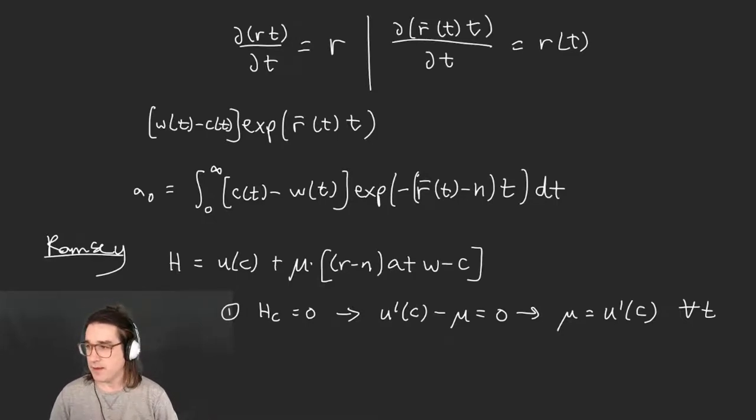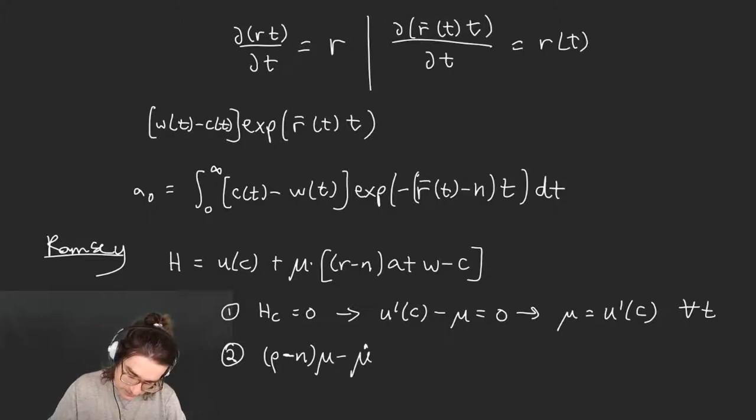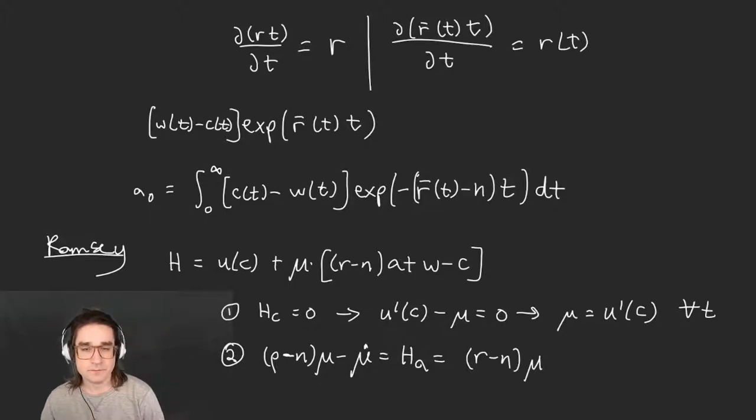And then the second one. So remember, it's easy to forget about n, right? Our discount rate is rho minus n. So that's what we're going to put on the front of the mu equation here. And this should be equal to H_A, which is equal to r minus n times mu.